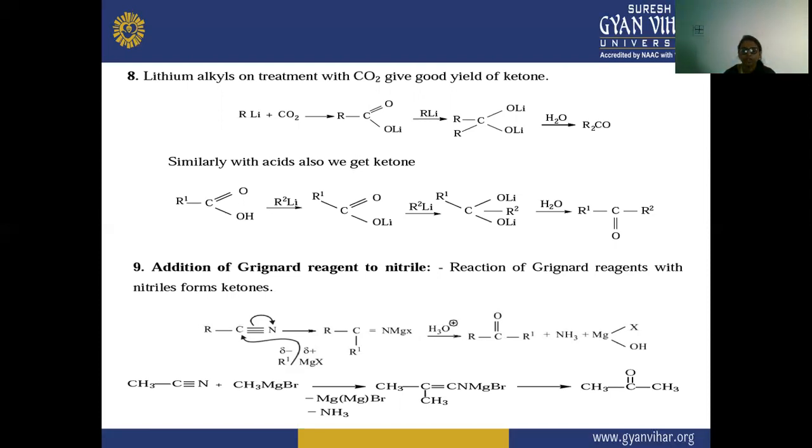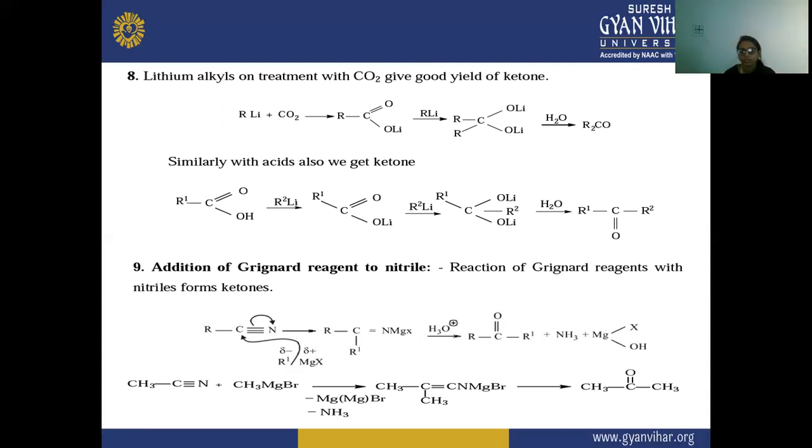So, addition of Grignard reagent to nitrile. Here we are adding the Grignard reagent to our nitrile. The reaction of Grignard reagent with nitrile forms ketone. So this nitrile is reacting with this Grignard reagent, and there is a formation of this complex with the Grignard reagent. Then it is hydrolyzed, and there is a formation of this ketone, ammonia, and the Grignard reagent byproduct.